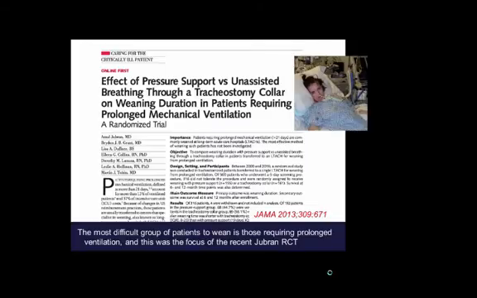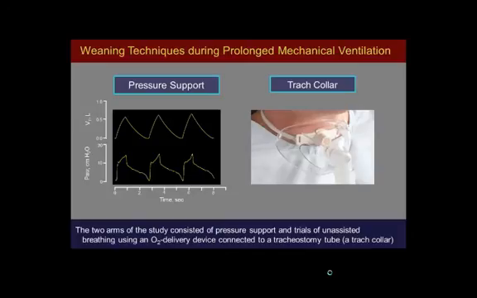Obviously, the most difficult group of patients to wean from the ventilator are the patients who are requiring chronic ventilator support. And that was the focus of the recent study that was conducted out at RML. Okay. And in that trial, as you're aware, the study consisted of 2 arms. One arm was pressure support, and the other was trials of unassisted breathing using an oxygen delivery device connected to a tracheostomy, or a trach collar.